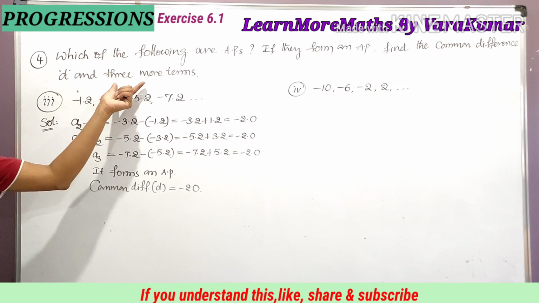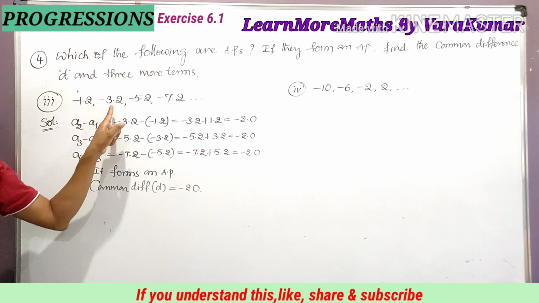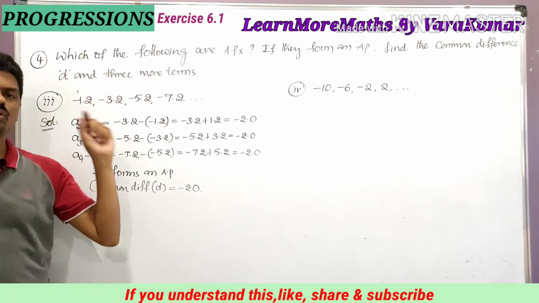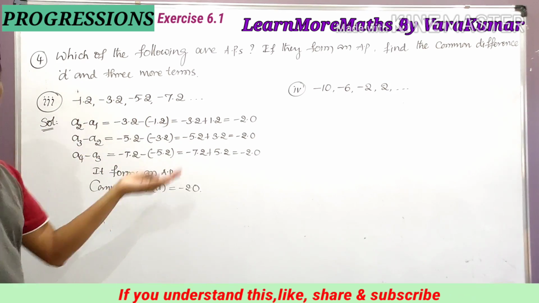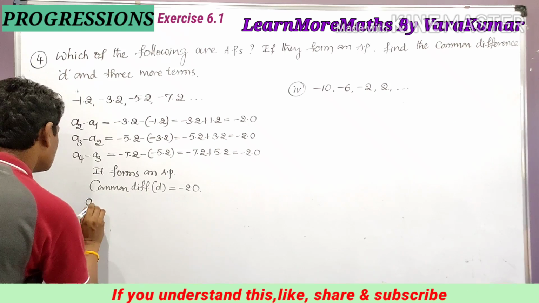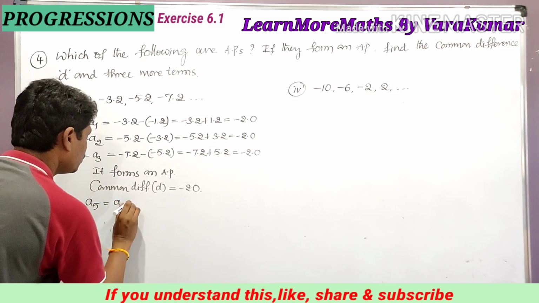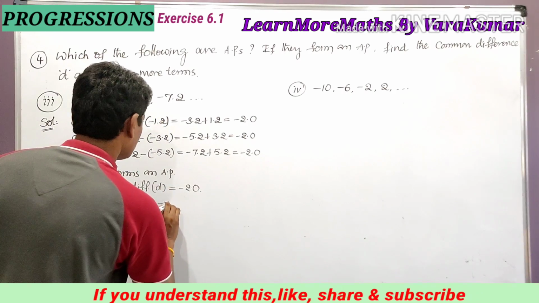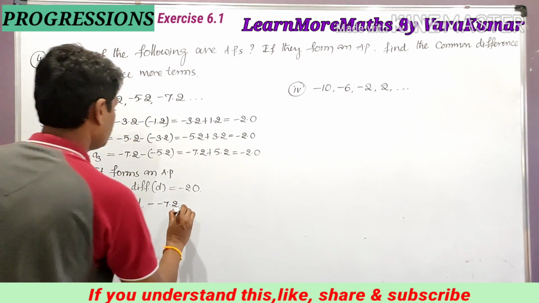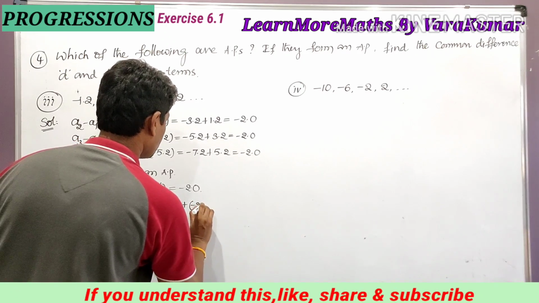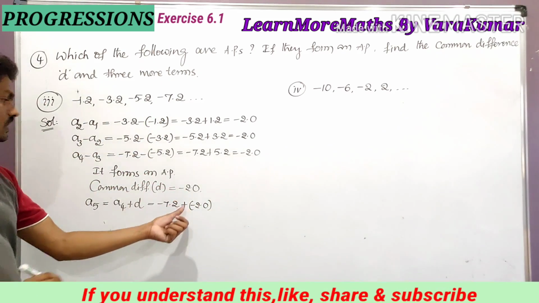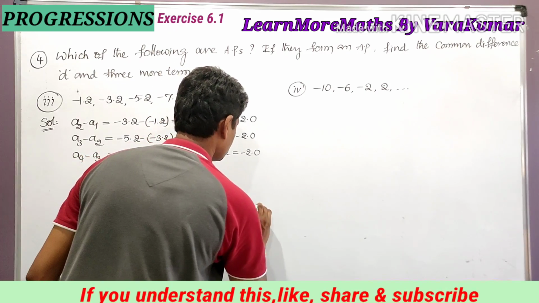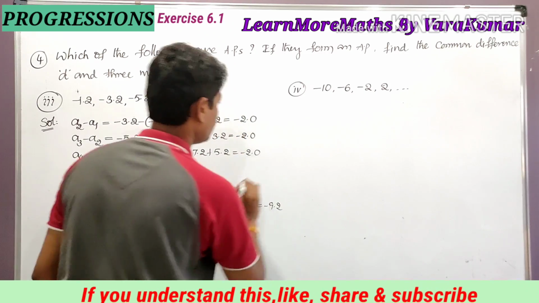So next he is asking to find the 3 more terms. So here 1, 2, 3, 4 terms are there. 3 more terms. These are up to A1, A2, A3, A4. So 3 more terms are A5, A6 and A7. We have to find A5. So A5 is equal to, we can write A4 plus D. So we have A4 is equal to minus 7.2 plus D is minus 2.0. So this is D. So that is minus 7.2 minus 2.0, we can get minus 9.2.